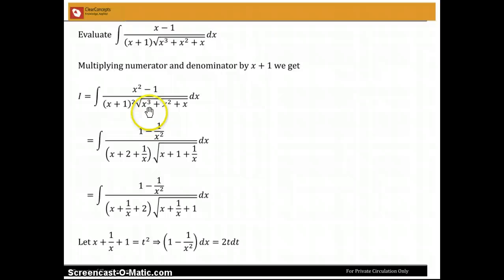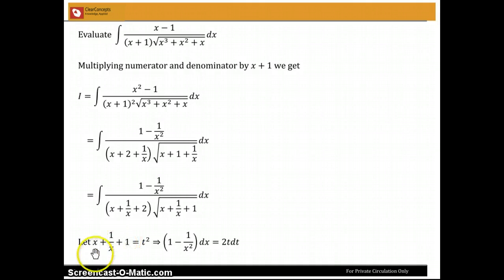Now remember, we're going to take an x squared out here from this square root sign, and so that will become an x in the denominator, and then I divide the whole numerator and denominator by x squared. So I have 1 minus 1 by x squared. This expression, when I expand, would have become x squared plus 2x plus 1, which if I divide by x gives me x plus 2 plus 1 by x. And the remaining x, which was out there, gets cancelled. Under the root sign I have x plus 1 plus 1 by x. So moving things around, I have (1 minus 1 by x squared) divided by (x plus 1 by x plus 2) into root of (x plus 1 by x plus 1).